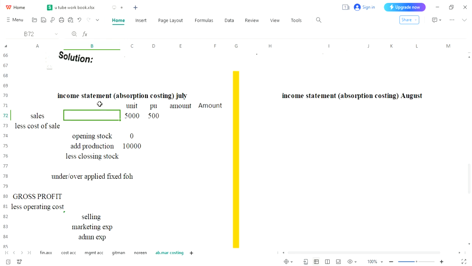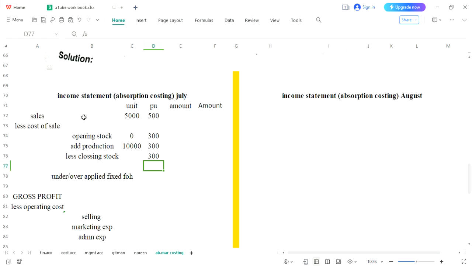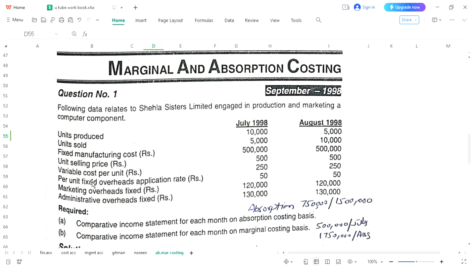Now we are very clear. For opening stock, the same 300 would be used. For production, the same 300 would be used. For closing stock, the same 300 would be used. So it's important, you will have to calculate this per unit cost as your first step. Once it is calculated, you will directly put it here as your per unit cost. Since the cost of production would be similar for opening stock and closing stock, that is why 300 is repeated everywhere. Let's go back to the question and see what else we have.